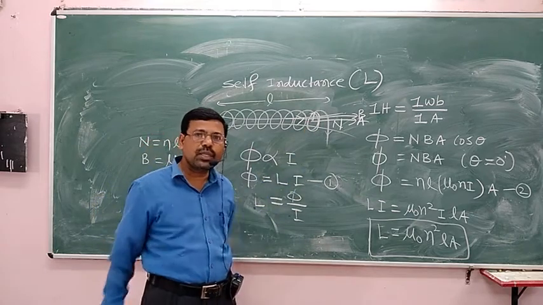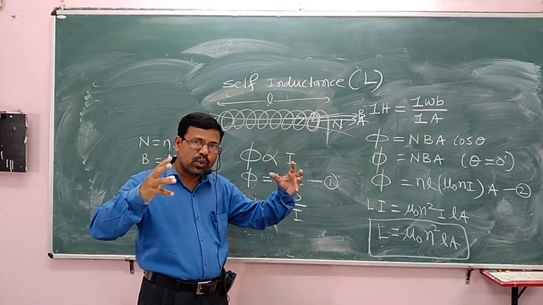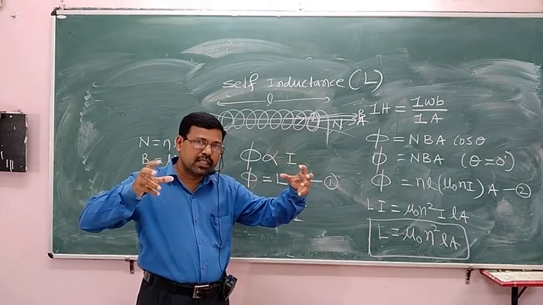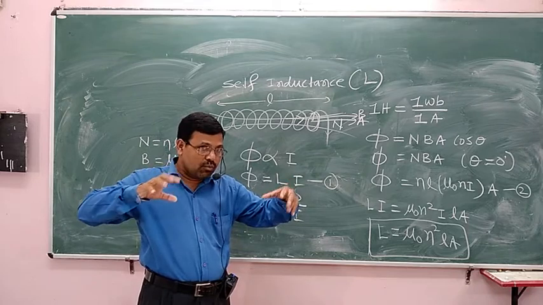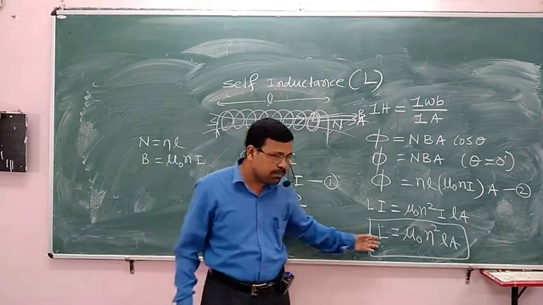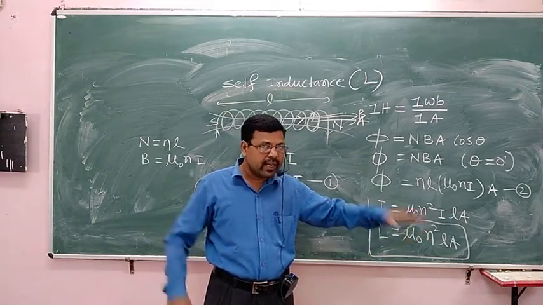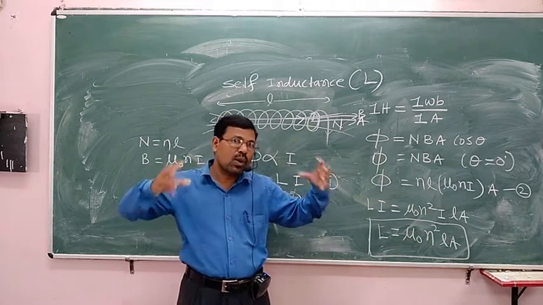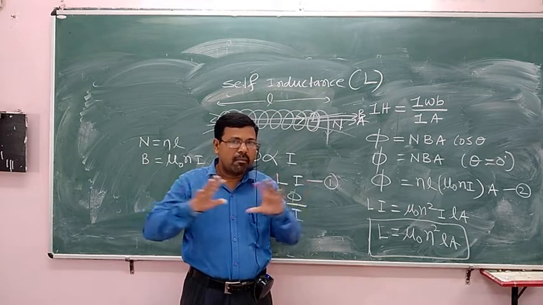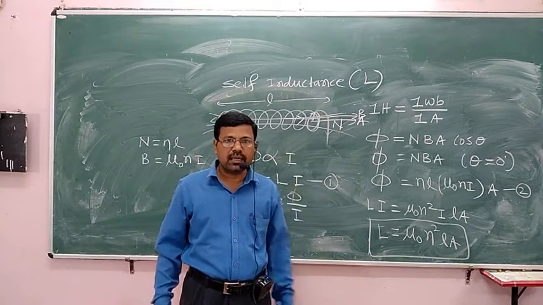So the conclusion is that self-inductance of a coil plays the role of inertia, which will oppose the change in flux. So that self-inductance depends on factors like mu naught, n, l A. It means that self-inductance depends only on the geometry of the coil, but it does not depend on magnetic field or current. So this completes self-inductance. Thank you.